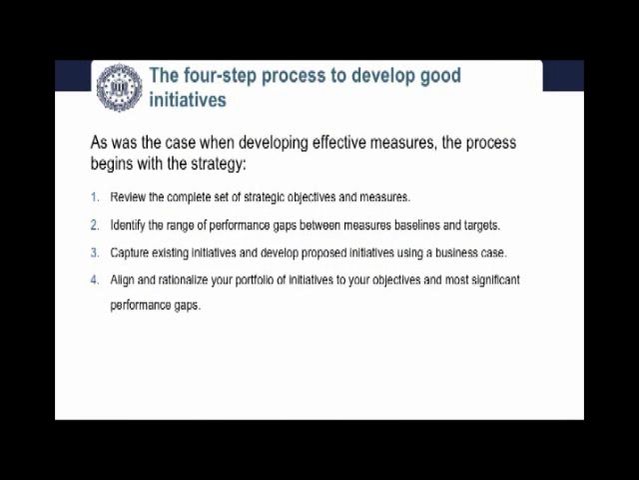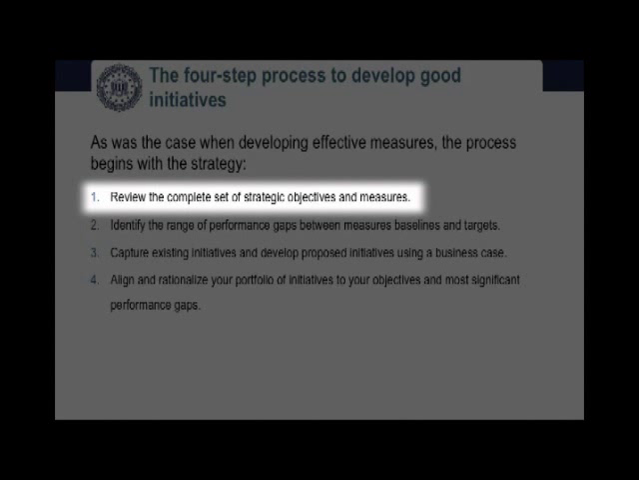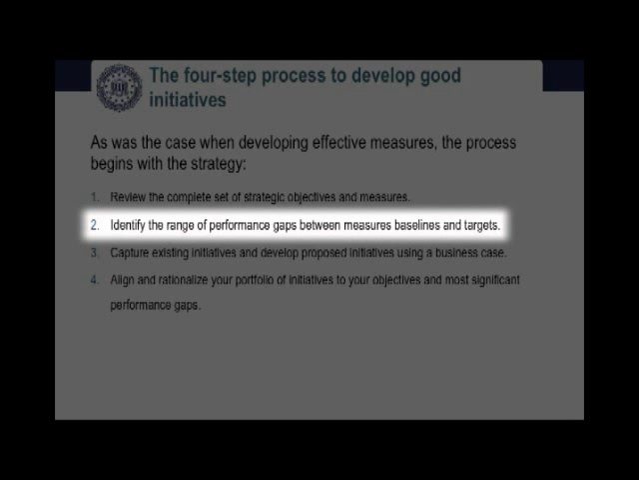So there's a four-step process to developing good initiatives. So we talked about some of the elements of the initiative, so we want to talk about a set of steps to help us come up with and manage ultimately good initiatives. So always starts where, right? On the strategy map with our strategic objectives and our measures, as we talked about in the last module. You want to look at the range of performance gaps where we are today relative to the target for each of the objectives on the map.